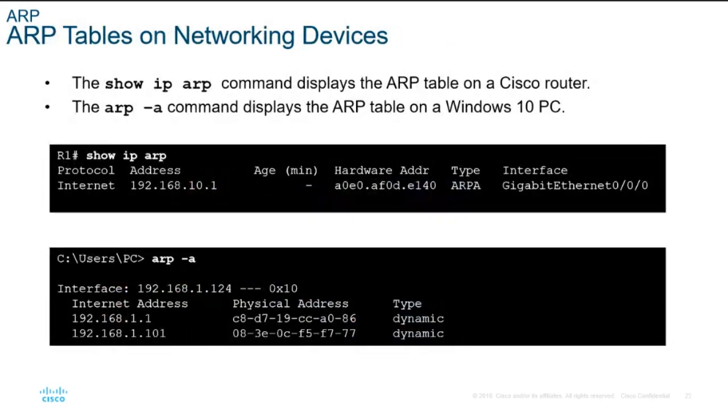Okay, and then these are the commands in a Cisco router. Show IP ARP to display the ARP table, in privilege mode. And then in Windows, on the PC, to see the ARP table, use the command arp space dash a. These are the commands to see the ARP table.